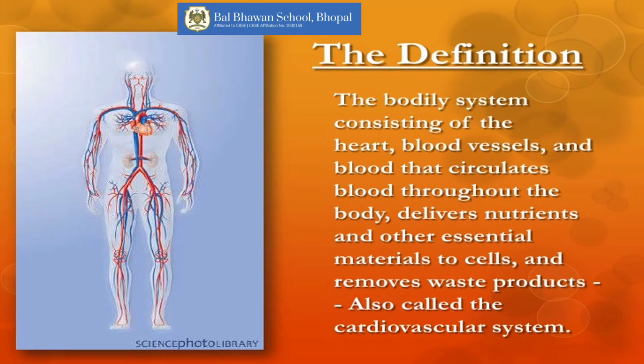This blood circulates throughout the body in such a way that it reaches each and every cell of the body. The circulatory system consists of the heart, blood vessels and blood. During this circulation, blood delivers nutrients and other essential materials to cells, and at the same time, it also removes waste products. We can also call the circulatory system the cardiovascular system.